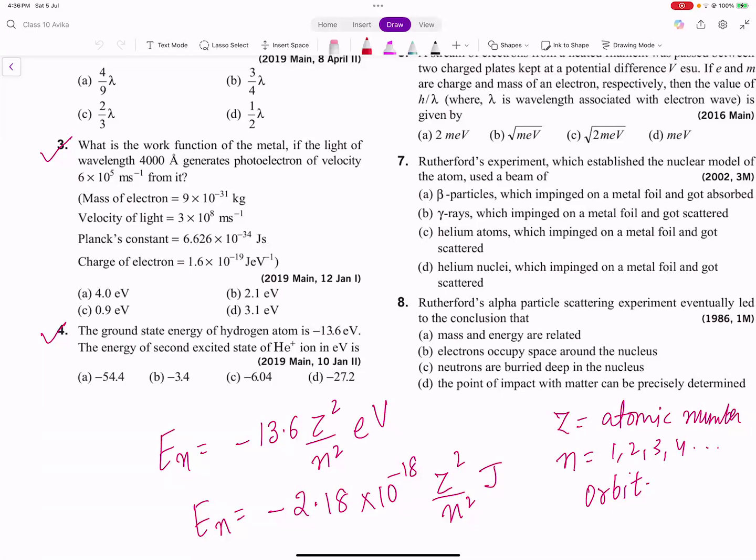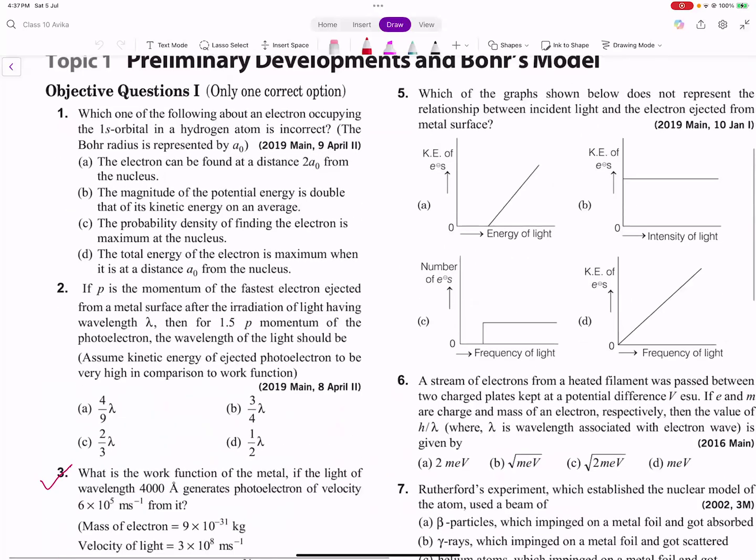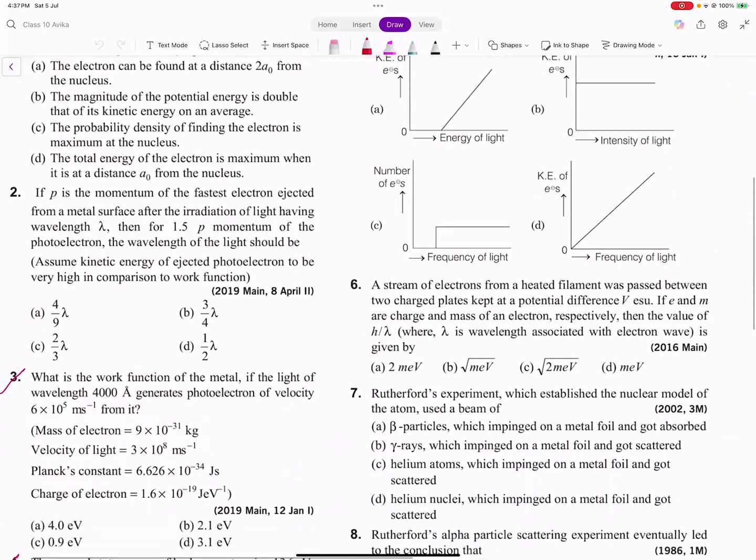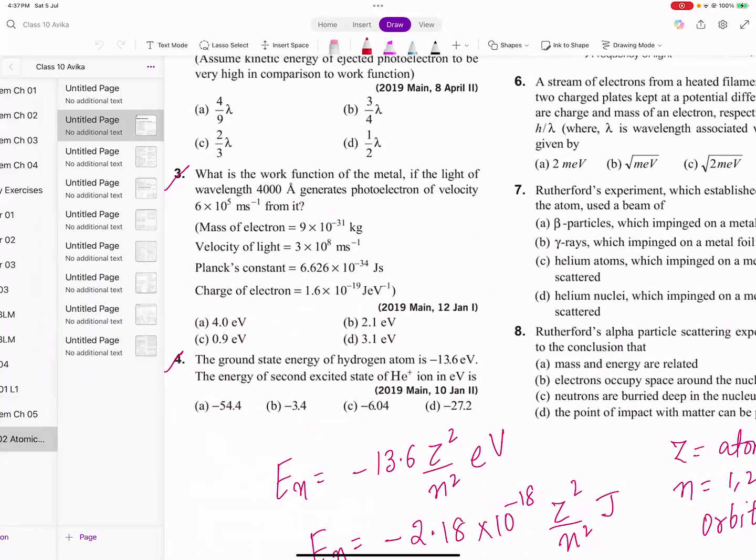It's C. Coming out to be C. Let me check. This is fourth, right? 4C, yeah. Okay. I'll just do the Bohrs for the moment and then we'll switch back.